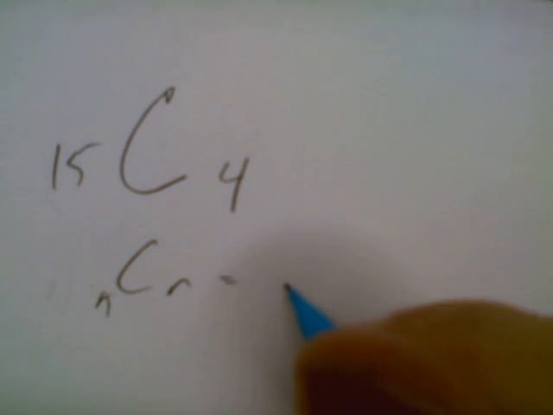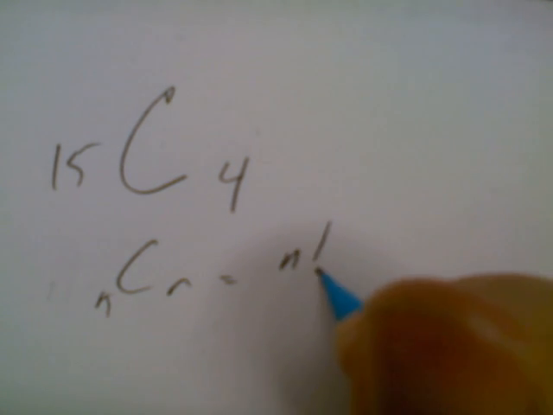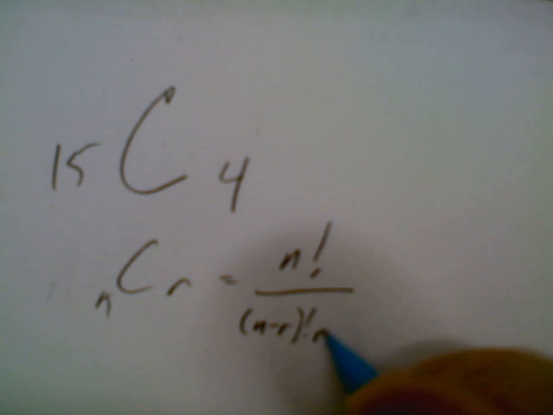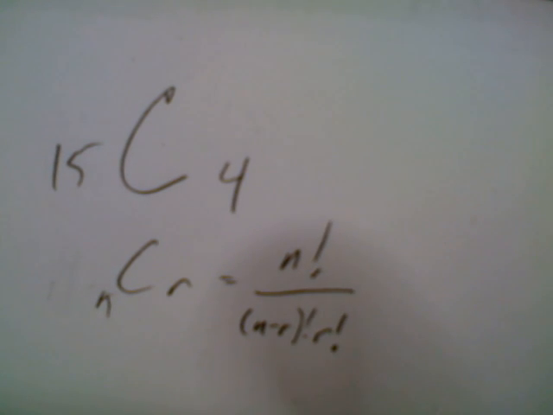This is still nCr, like that. In a combination, the formula is n factorial over n minus r factorial. That's the same, but we also have to have r factorial again. So let's say we're talking about this pizza. We have a choice of 15 toppings. We're going to choose 4 of them.